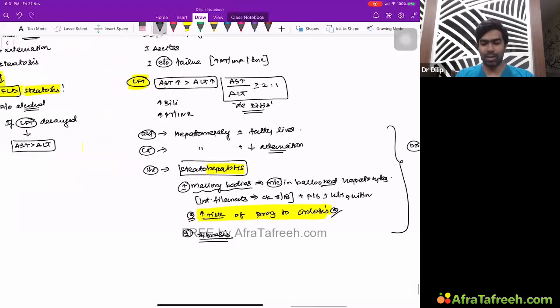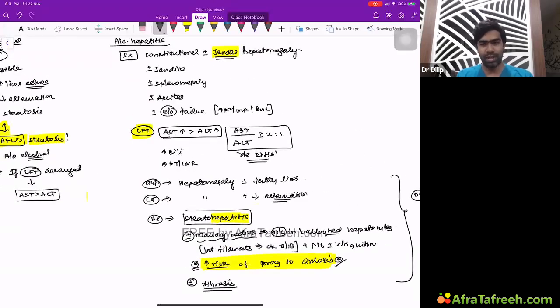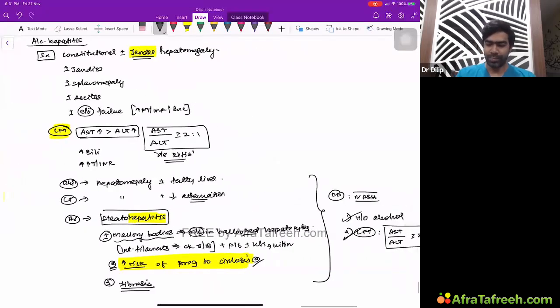So again and again, I'm telling you, biopsy cannot differentiate non-alcoholic steatohepatitis from alcoholic hepatitis, and it cannot differentiate alcoholic fatty liver disease from non-alcoholic fatty liver. The only thing that differentiates is the history of alcohol. If LFT is deranged, AST levels more than ALT usually point towards alcohol-related liver disease. So this is what is going to happen.